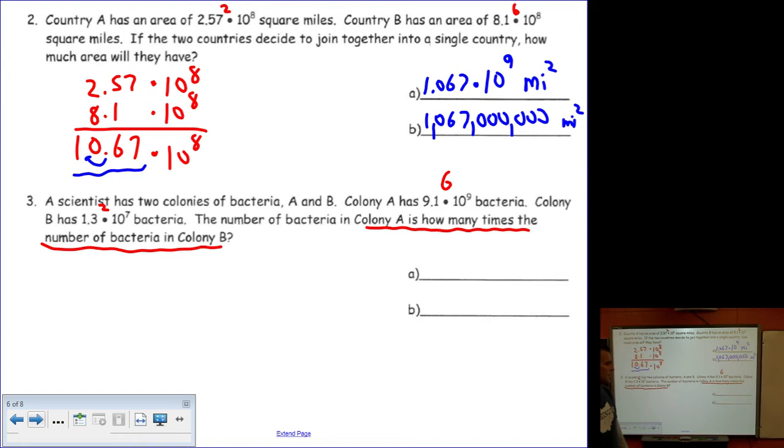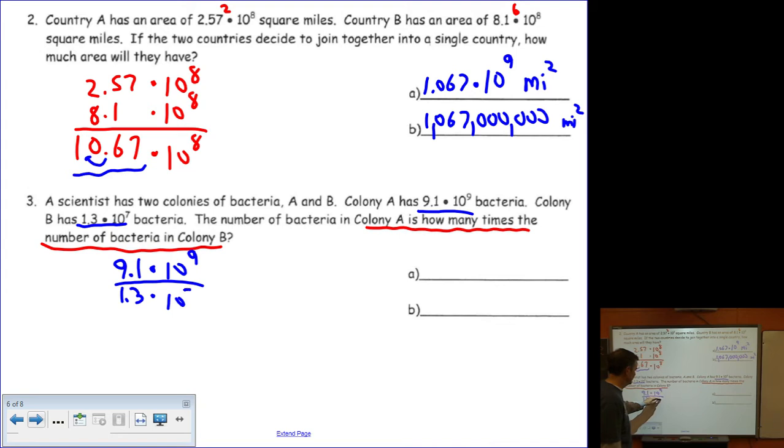And you get the number 3 by taking 6 and 2 and dividing. So this is going to be a division problem. So let's get rid of the 6 and the 2, and let's go ahead and divide. This number, 9.1 times 10 to the 9th, divided by this number, 1.3 times 10 to the 7th.